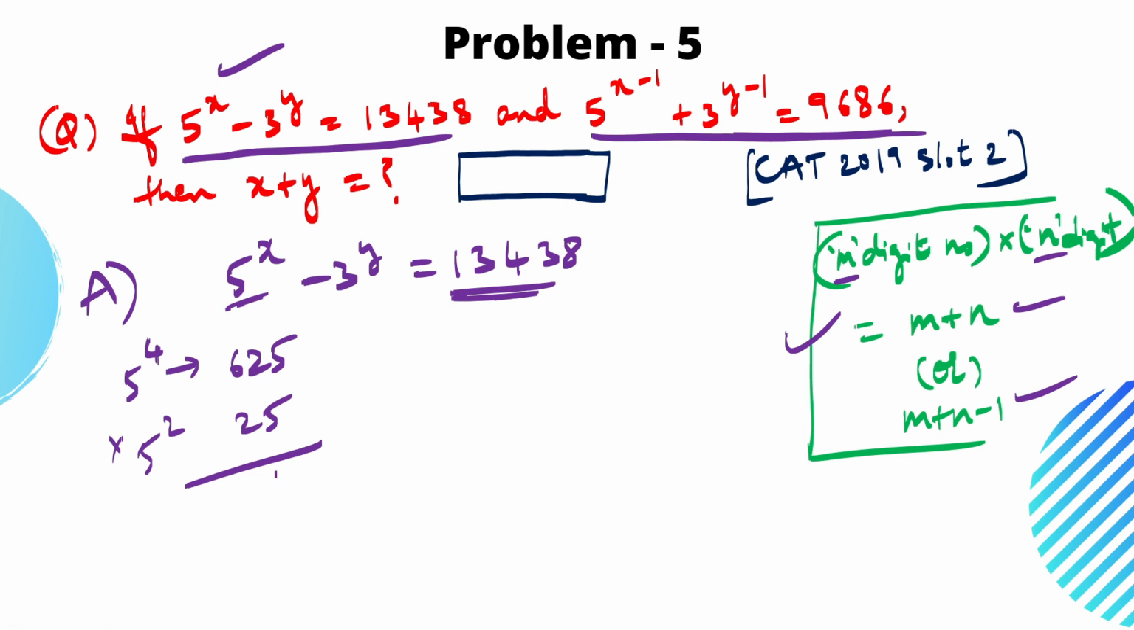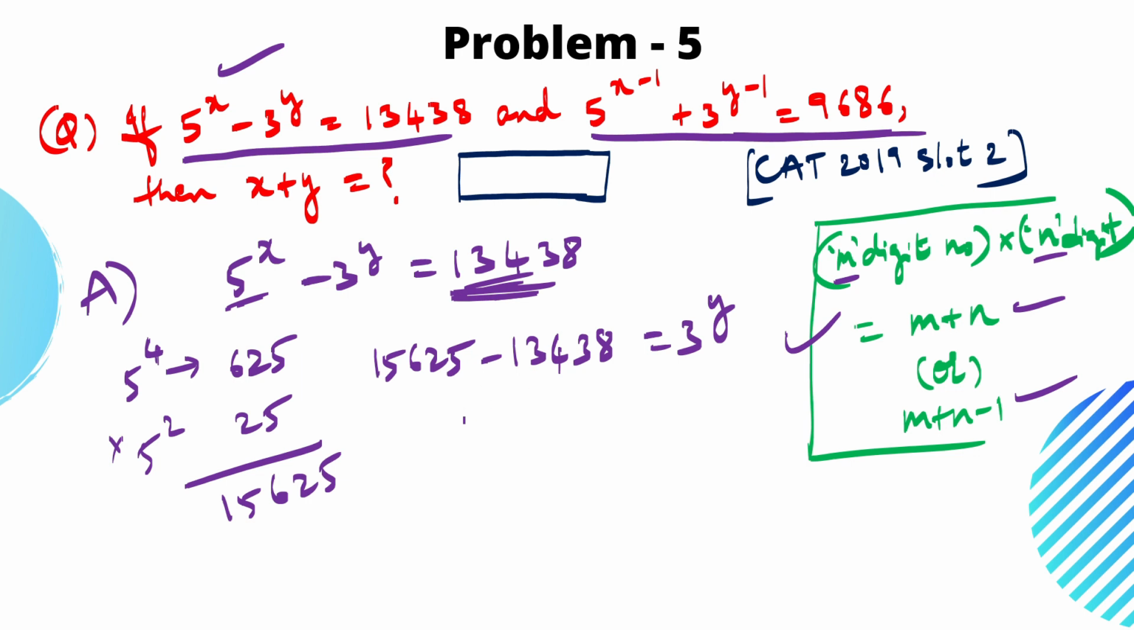So what is 625 into 25? Just use your calculator. This is 15625. So 5 power x, we shall assume 5 power x as 15625. Let us bring this value to the other side, minus 13438. This will be equal to 3 power y. Now just subtract this, we'll get 2187. This is equal to 3 power y.